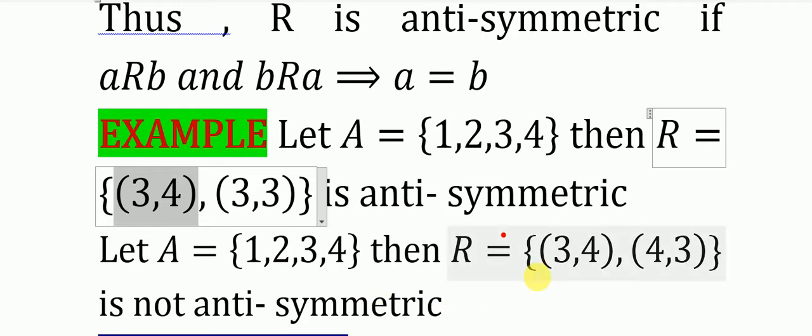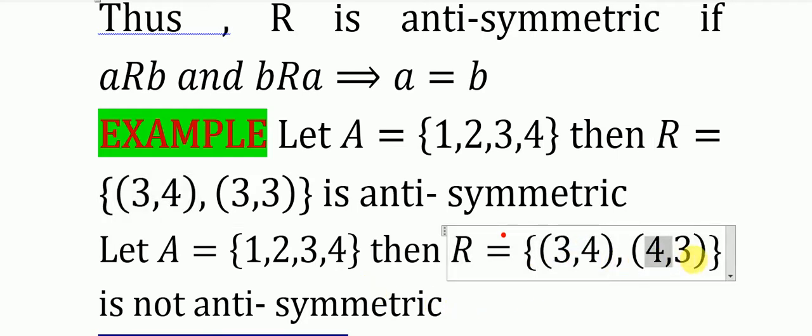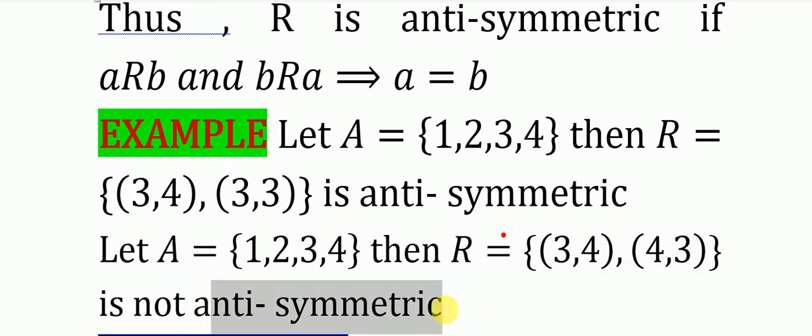You can see another example, (3,4) and (4,3). This is not antisymmetric, whereas this is a symmetric relation. 3 related to 4 implies 4 related to 3. So clearly this is not antisymmetric, whereas this is a symmetric relation.